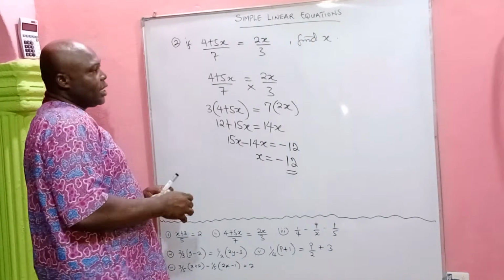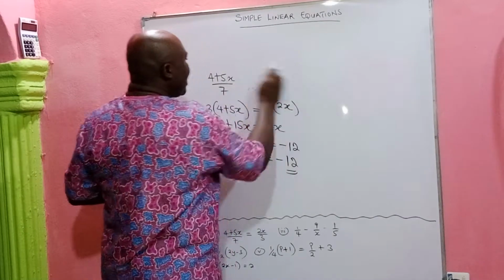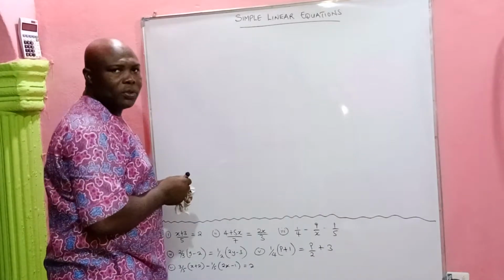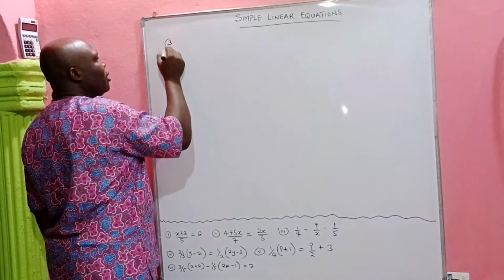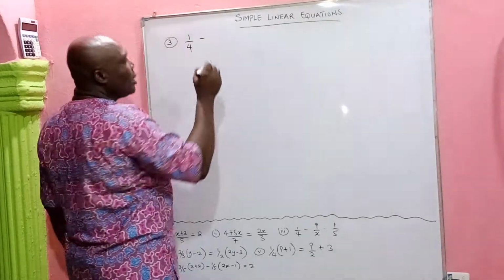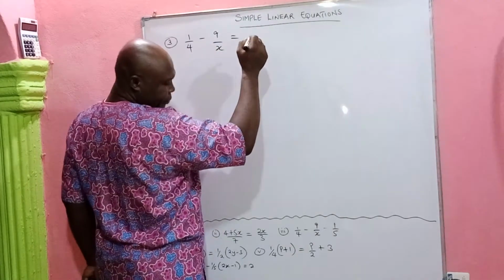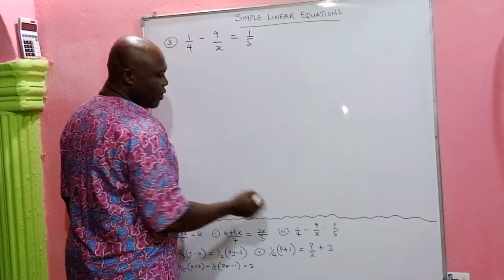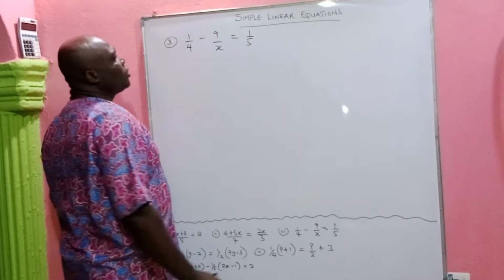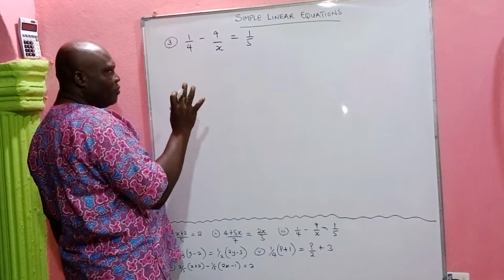All right, so we are going to take the third one without waste of time. We are just trying to see how we can solve different types of simple linear equations that have fractions, so that whichever one comes your way, you should be able to do it. Number 3, the third one, we're given 1 over 4 minus 9 over x, and they say is equal to 1 over 5. So we should find the value of x. All right, so here we have 2 fractions, here 1 fraction. So we must first resolve the fractions.